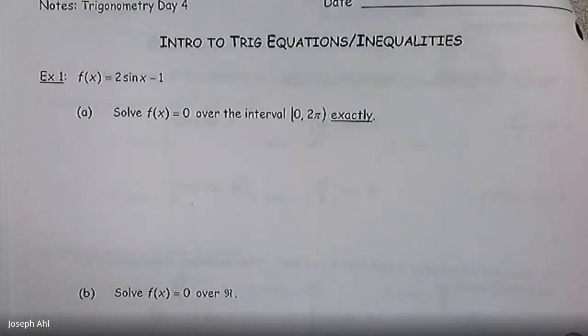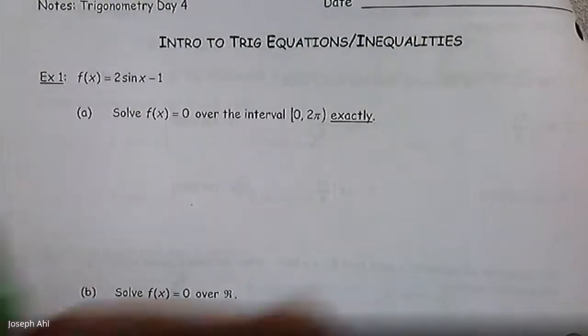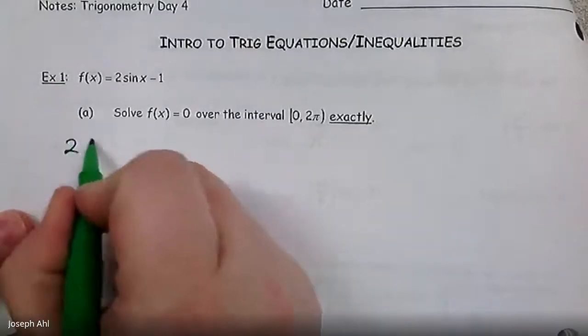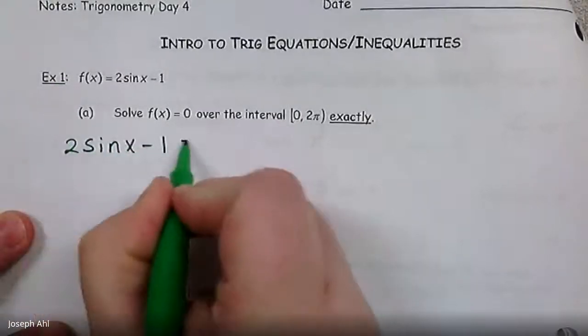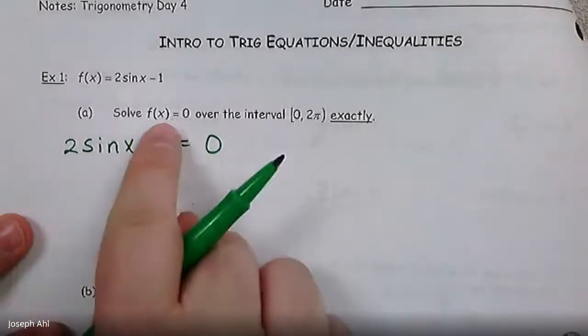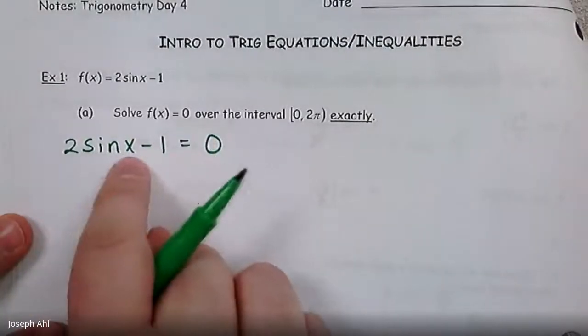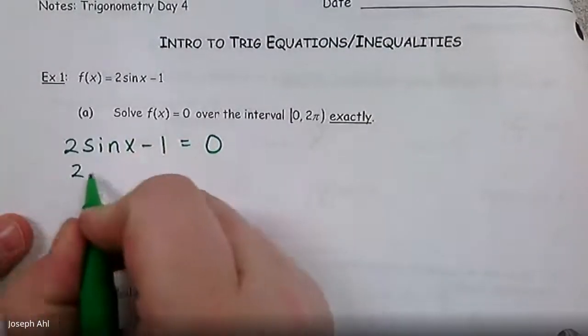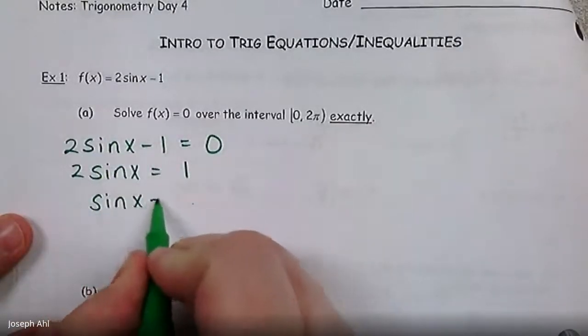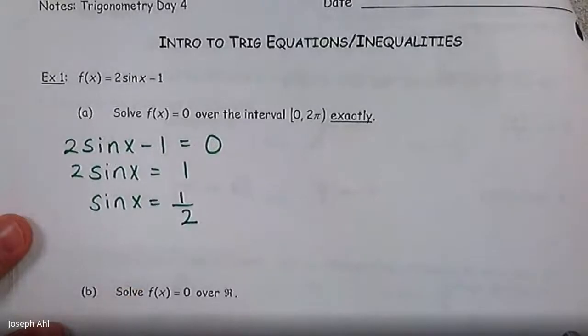Okay, so we're not going to use the calculator. We're going to generate some exact answers by drawing some pictures of triangles, just like we did in the first part of our intro unit. So first and foremost, go ahead and set the equation above equal to 0. Once we've set f of x equal to 0, let's get sine x alone. We add the 1 to the other side and then divide by 2. So we get that sine x is equal to 1/2.